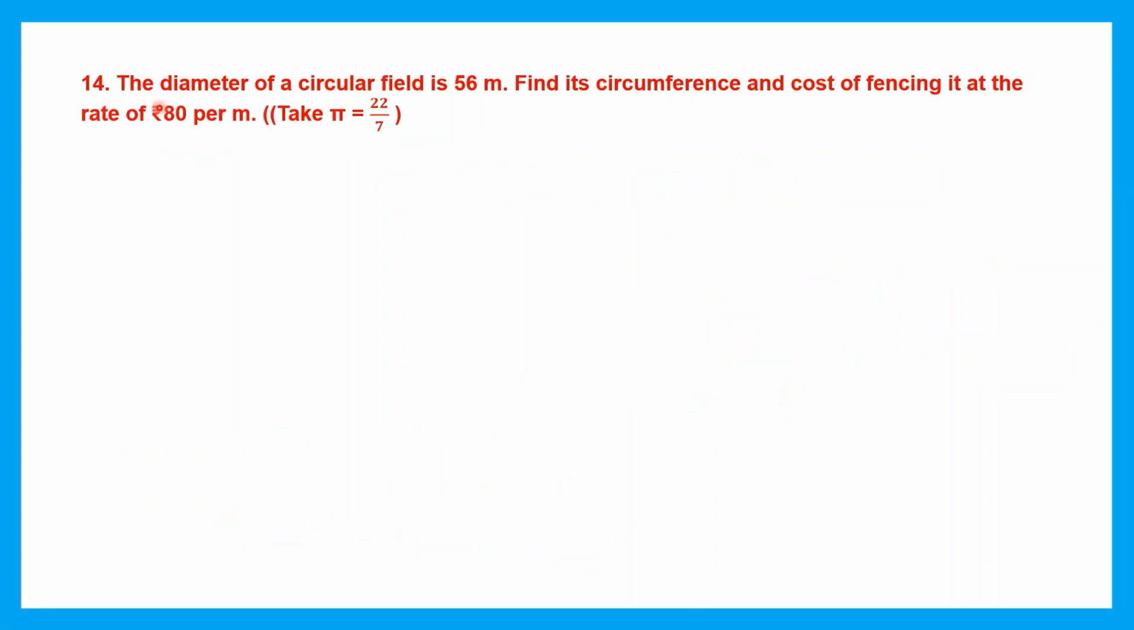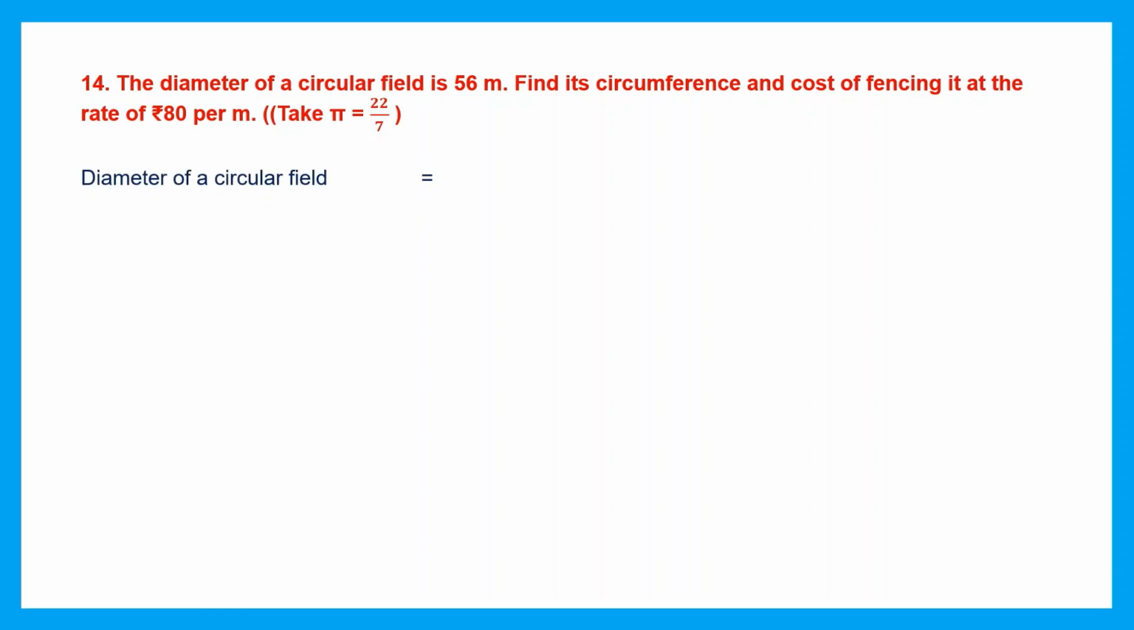Question 14. The diameter of a circular field is 56 meters. Find its circumference and the cost of fencing it at the rate of 80 rupees per meter. So diameter is given and we have to find the circumference. And for the circumference, you know the formula is 2 pi r, where r is the radius. So we have to find the radius from the diameter. So let's begin.